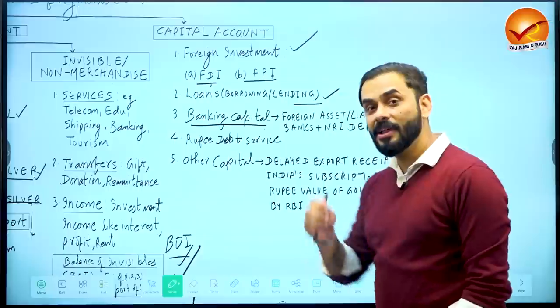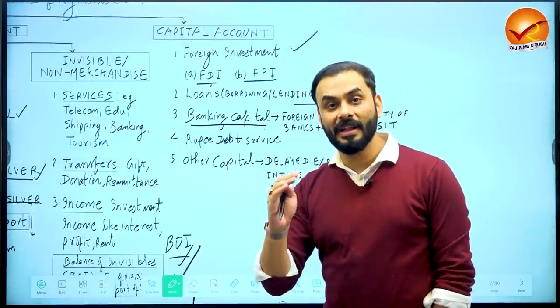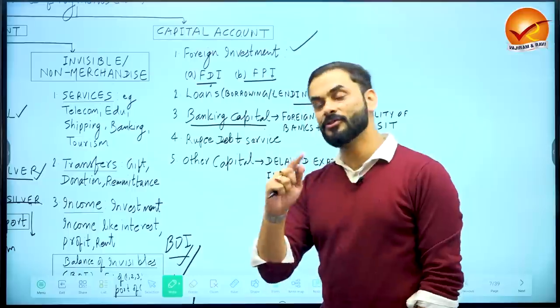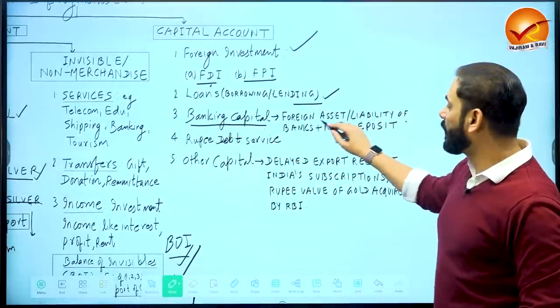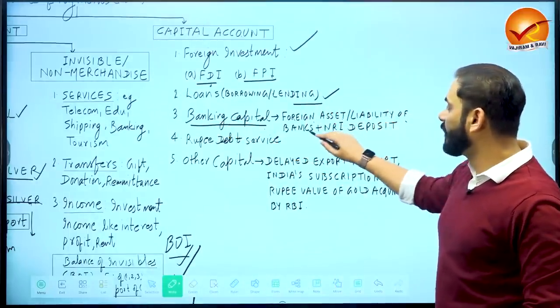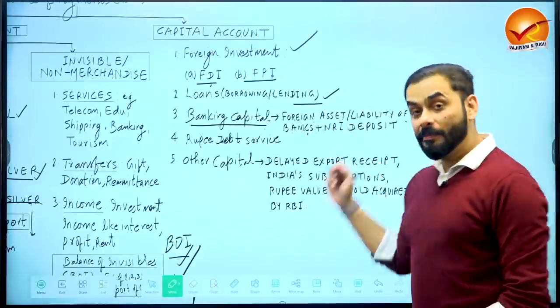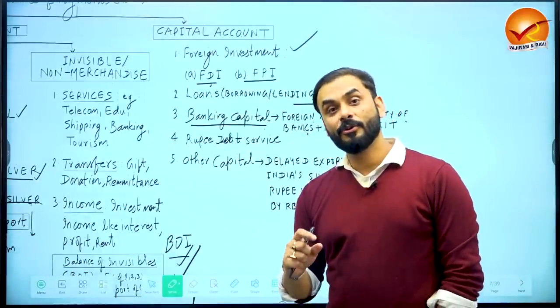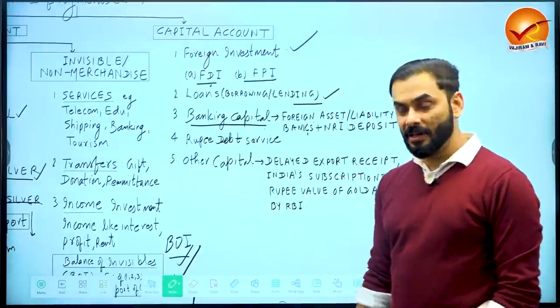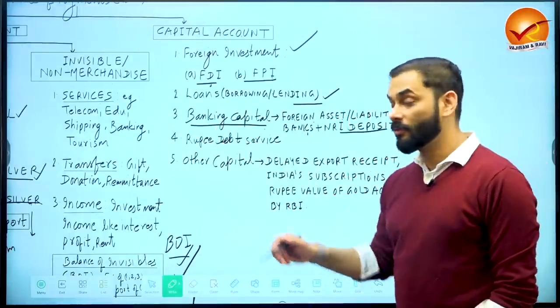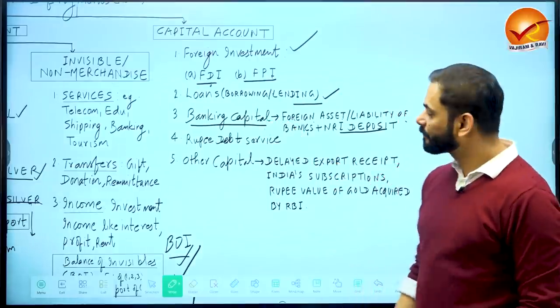Similarly, NRIs also deposit their money in different accounts in India. That is also called banking capital. So what do you mean by banking capital? Foreign assets or liability of a bank. I gave you an example that banks of India hold foreign currency like dollar, euro, etc. They are called banking capital, and NRI deposits are also a part of banking capital.